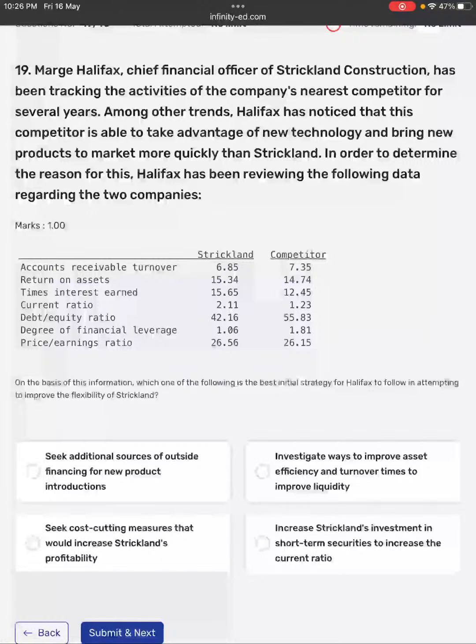Now we have to analyze each and every question with reasons.